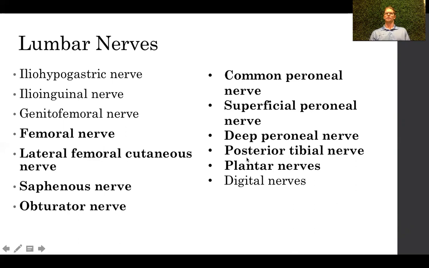As for the sciatic nerve, it branches from your lumbosacral plexus, comes down and turns into your tibial and common peroneal nerve. And those eventually have further branches into the tibial and digital nerves. So the lumbar nerves are very important.